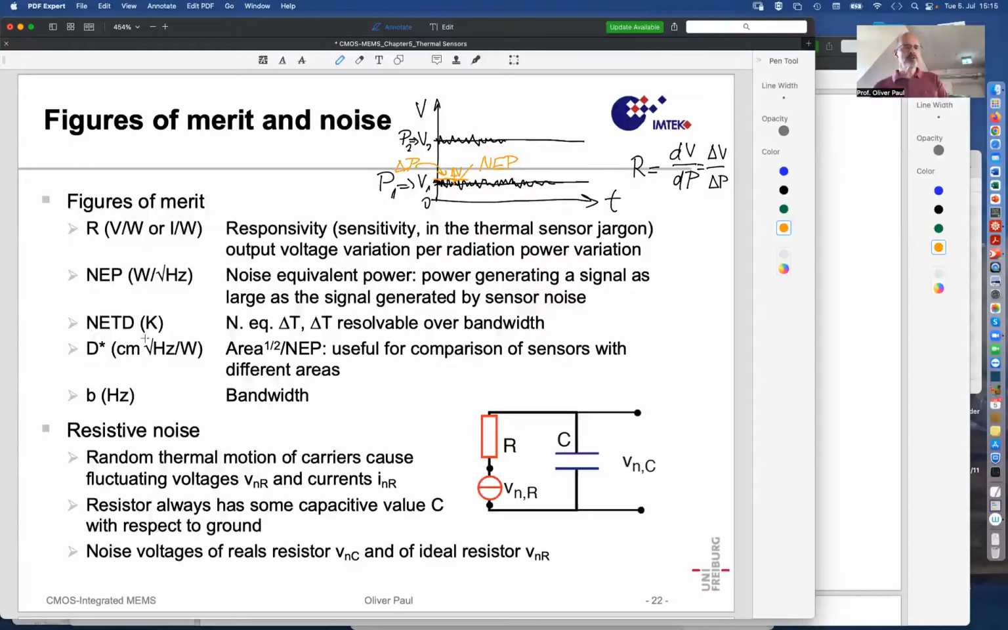Then there is also the noise equivalent temperature difference that the sensor can detect. So if the environment changes by a little temperature change, will this produce an output voltage that I can still detect or not? The limit between non-detectable and detectable is called the noise equivalent temperature difference.